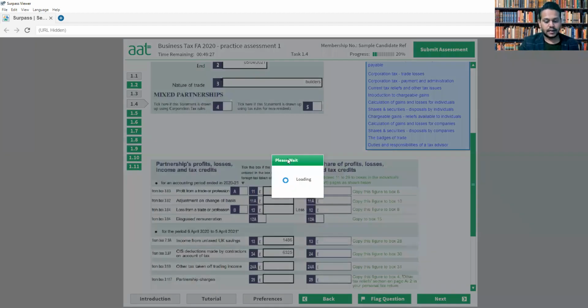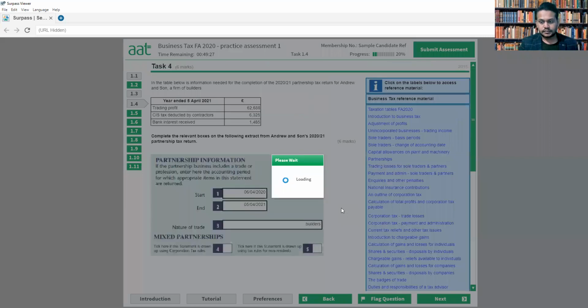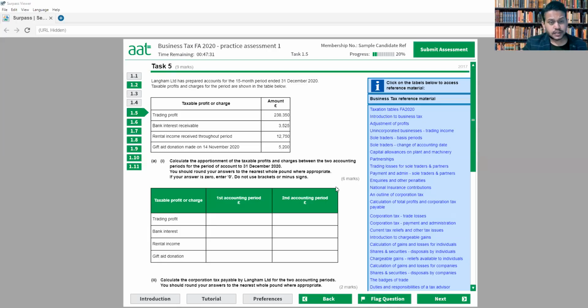Let's have a look at the next one. In this question, task number 5, we have the limited company question. So let's read this one and try to understand. L Limited has prepared accounts for the 15-month period ended 31st of December 2020. For the limited company, you really don't have to worry about the basis period. So you have to split it, but we have to remember a few things that are based on the accrual basis and a few things that are based on the actual basis.